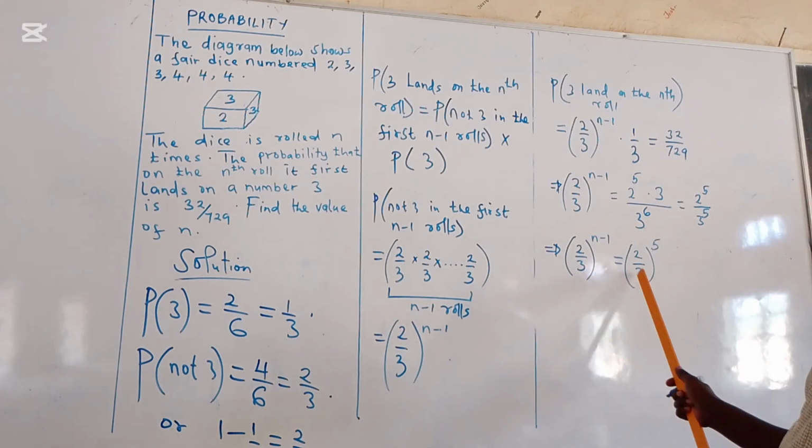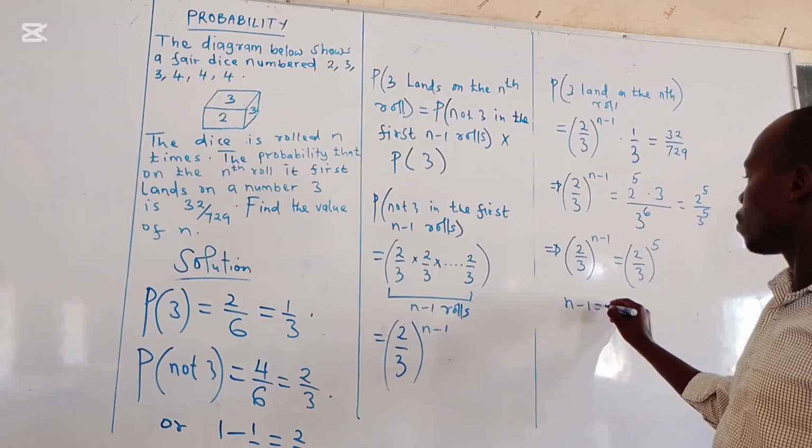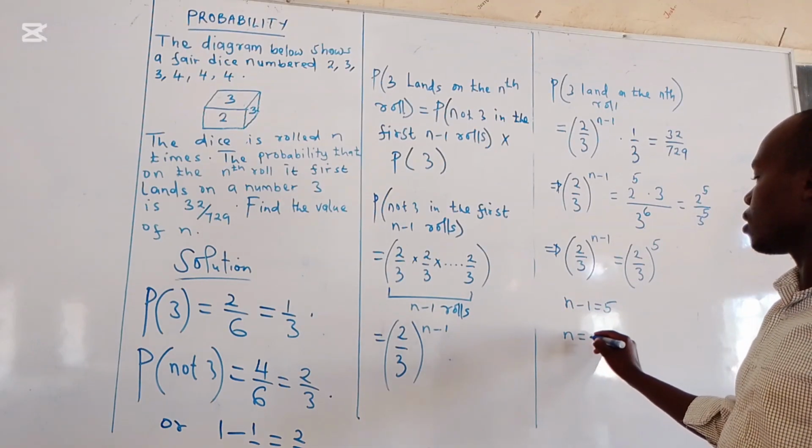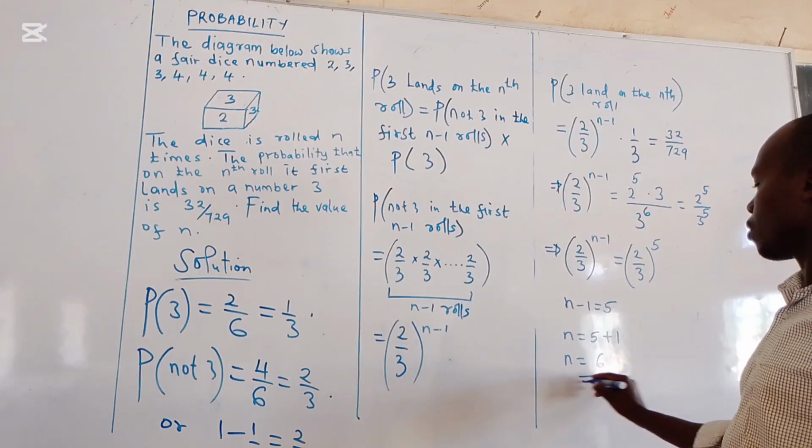And then the bases here are the same, you equate the powers so that you have n minus 1 is equal to 5. Therefore, n is equal to 5 plus 1, which means n is equal to 6.